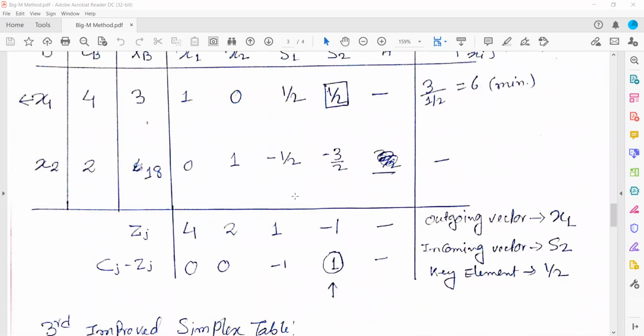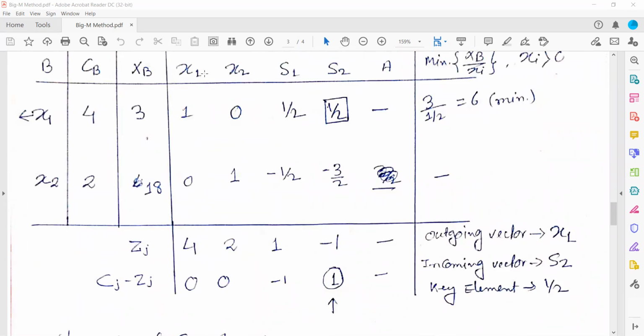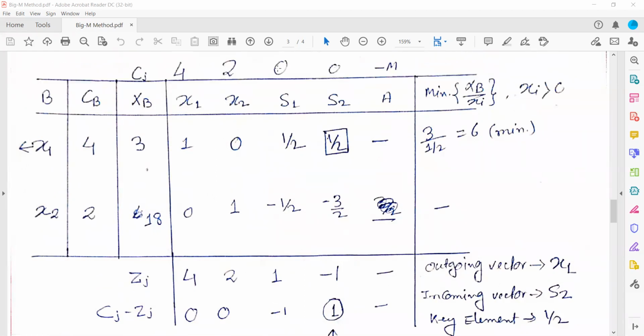Then we find Zj, that is CB into Xi. So 4 into 1, that is 4, and plus 2 into 0, that is 4. So similarly, we have calculated. But then you find Cj minus Zj. Cj is there. Okay. So just see here, one thing.